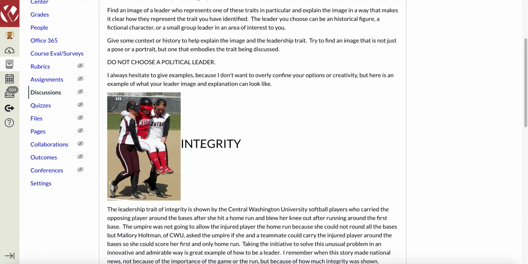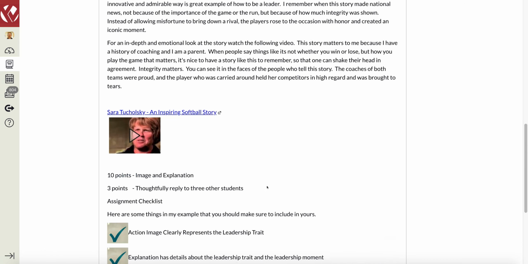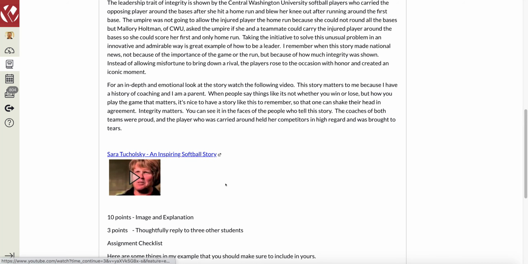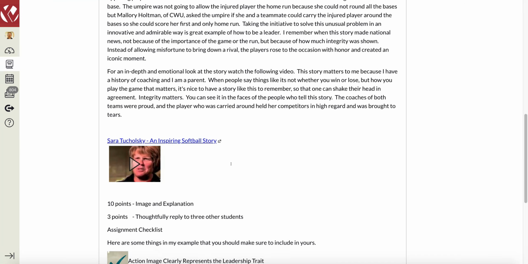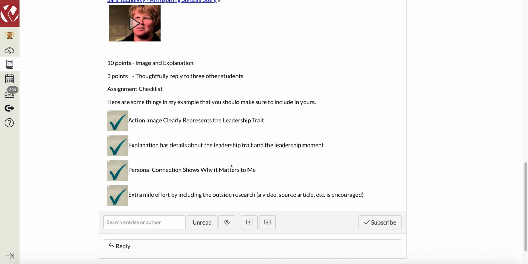In this particular one, I happen to give you an example so you could better understand what you need to do. There's a video as well as an image, and you can see here that I've given some criteria for what you need to do. Okay, so you need to have an action image that clearly represents the leadership trait. Check, make sure you have that.